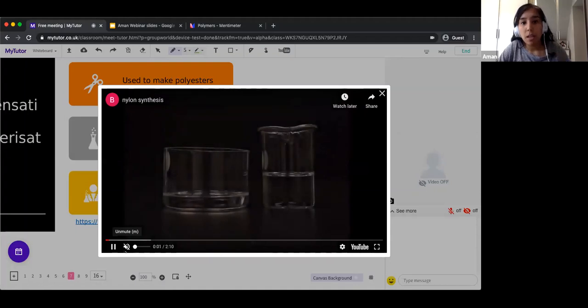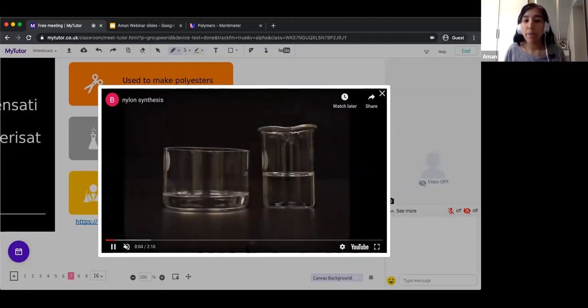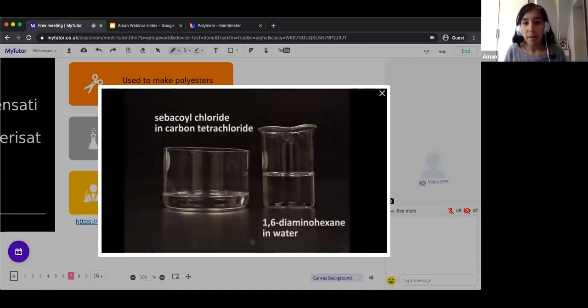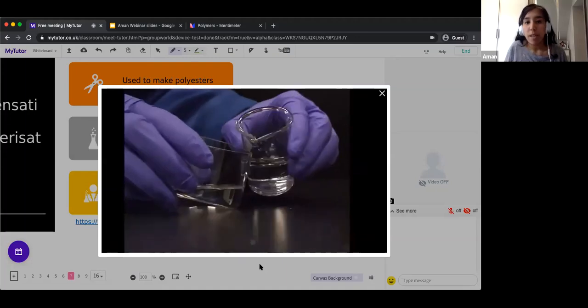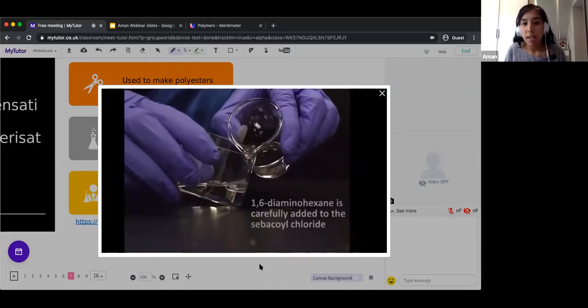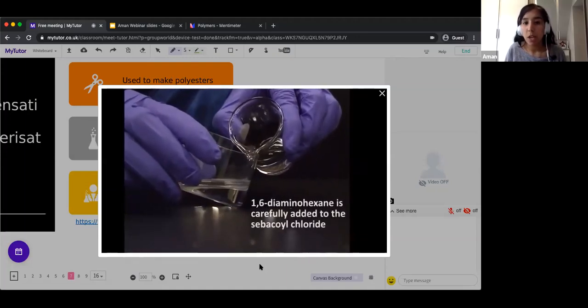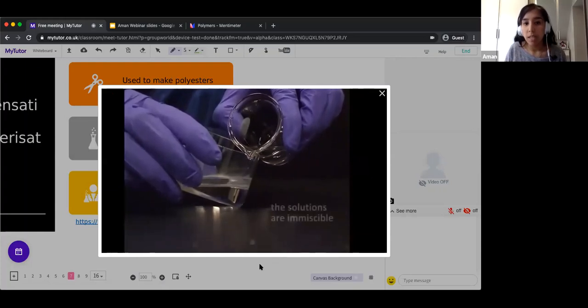So this is making nylon, which is made from a diamine. So this is our diamine and a dicarboxylic acid, which is over here. So we've got a diamine and a dicarboxylic acid. So we're adding that amine to the dicarboxylic acid. So nylon's not made like a polyester. It isn't a polyester. It's something different.